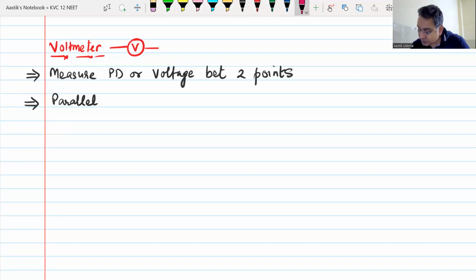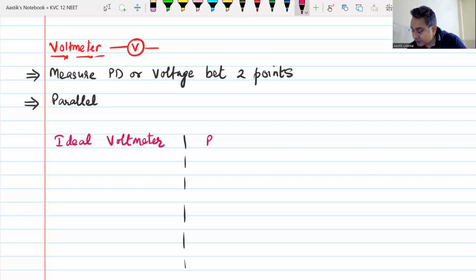Now, whenever we talk about voltmeter, we can have two types of voltmeter. The ideal voltmeter, which obviously does not exist. There is nothing in this universe which is ideal. And the other one would be a real voltmeter. Can anyone tell me what will be ideal voltmeter and what would be real voltmeter? Everyone can hear me, right? Yes, sir. Okay, good. So, what is an ideal voltmeter and a real voltmeter?